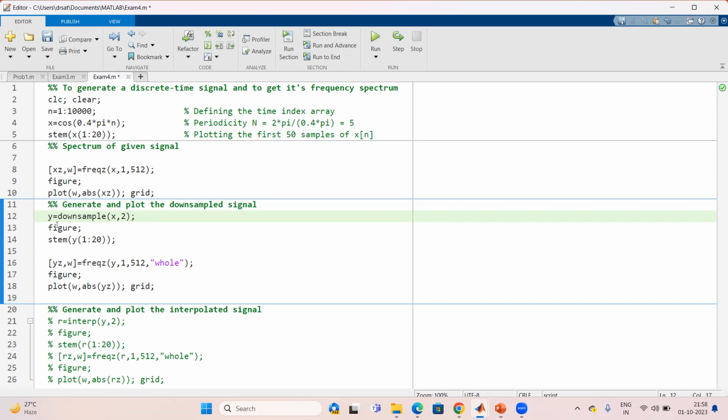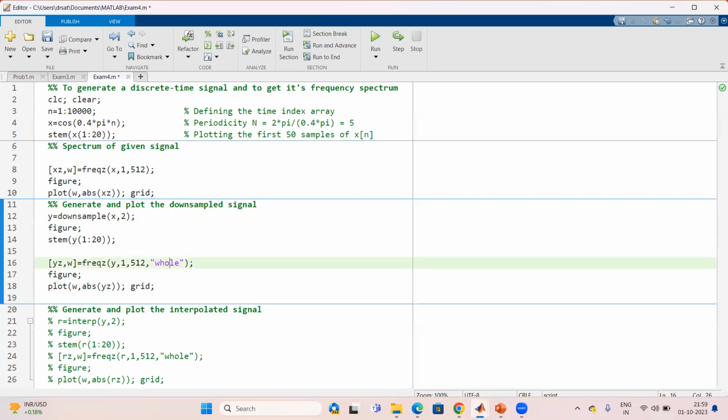Okay, and then we have again plotted the first 20 samples. And then again, I have calculated the frequency response of this downsampled signal Y. So here I have written Y, and a similar expression to get the frequency response. Here I wanted to show you the difference if we don't write whole and if we write like this. In this expression I have not written whole, and here I have written whole.